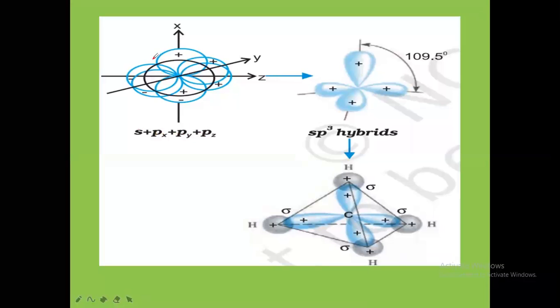So this is taken as what? The Z axis is the internuclear axis, the vertical is the X axis, and this is the Y axis. Okay. So this s orbital and 3 p orbitals will mix with each other to give 4 hybrid orbitals.